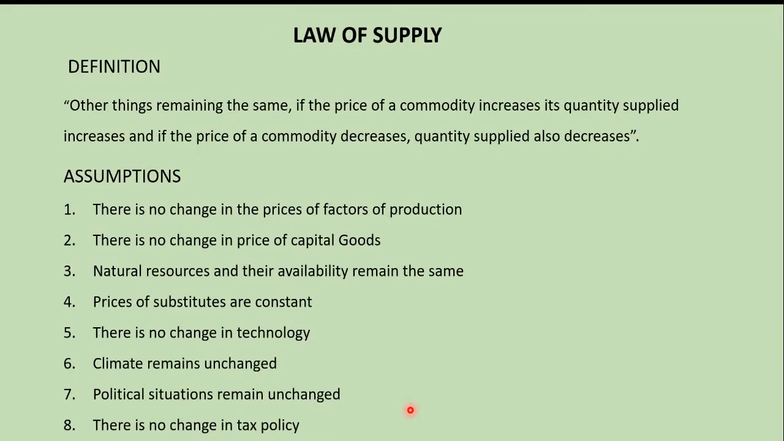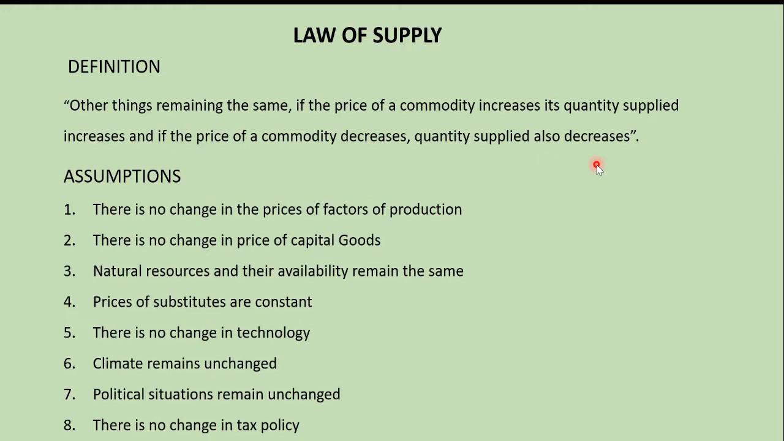Now let us go to the law of supply. We have already studied the law of demand. Now let us study the law of supply. What do you mean by the law of supply? Other things remaining the same, if the price of a commodity increases, its quantity supplied increases. And if the price of a commodity decreases, the quantity supplied also decreases.